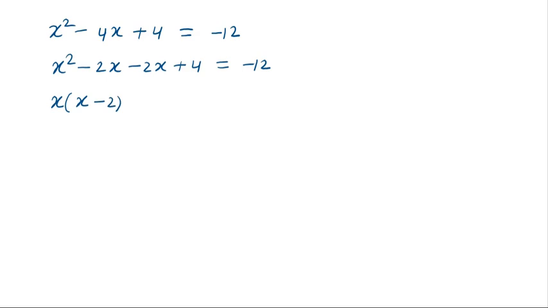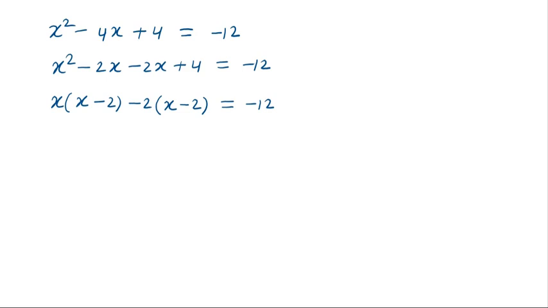Look carefully at these two terms. Here minus 2 is a common factor. If we take minus 2 common, then minus 2x divided by minus 2 gives x, and 4 divided by minus 2 gives minus 2, and this is equal to minus 12.